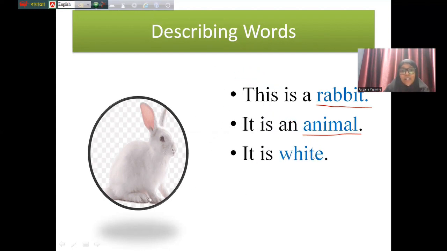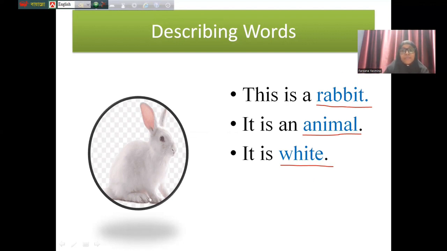And then it is white. What is the color? It is white. So cute, right? It is white. So this is a rabbit. It is an animal and it is white. It is white color.